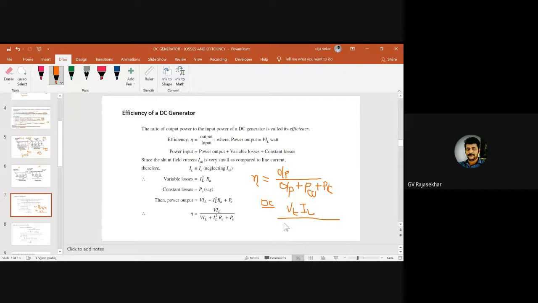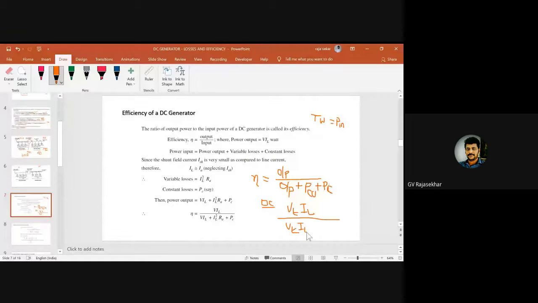What is the input power? Input is mechanical, so we can't write input power here unless we know what the prime mover input is. We can write mechanical power in terms of torque, T into omega, only if we know it. Since we do not know torque or omega, instead of input we are going to write in terms of output. So output is VT IL.